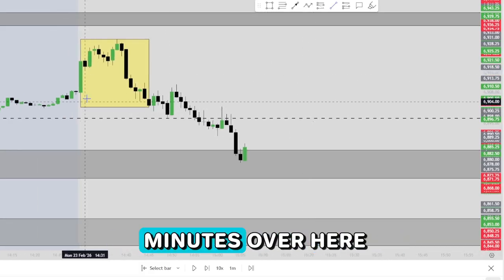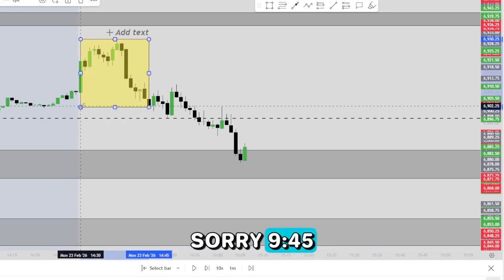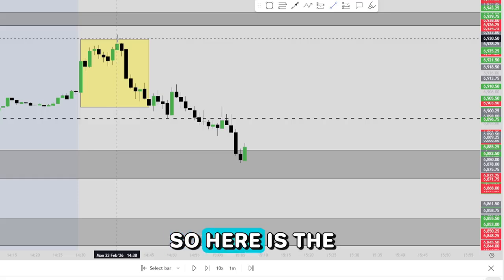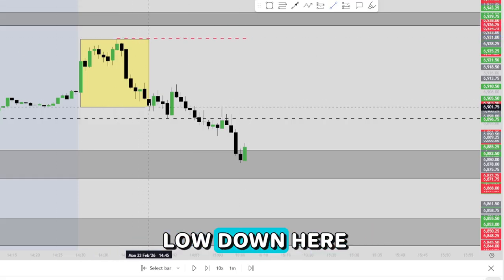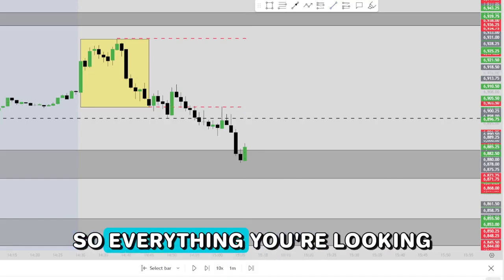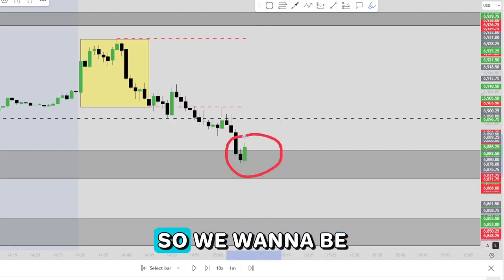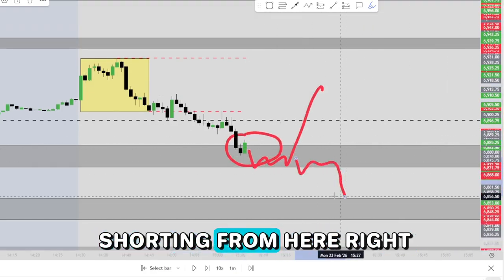So the first 15 minutes over here, this is from 9:30 to 9:45 Eastern. Here is the range high, and here is the range low down here, right? Here's the range high and here's the range low. So everything you're looking for now has to come from a key level. So we want to be basically longing here or shorting from here, right?